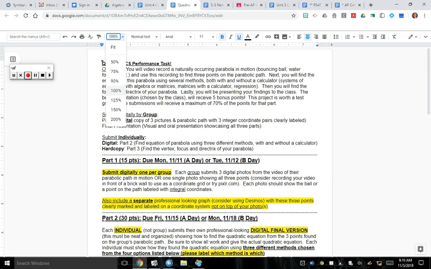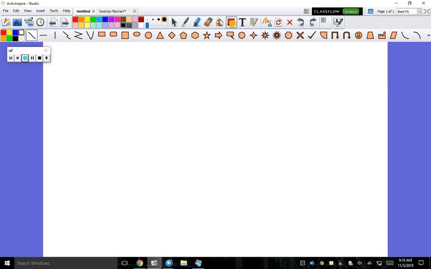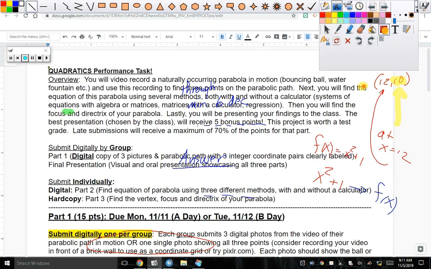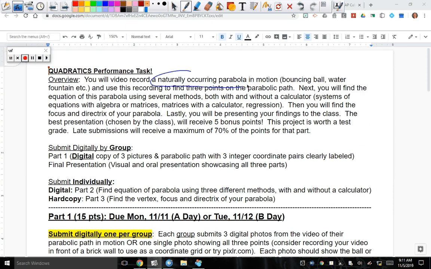For the rest of the period, you're going to record a naturally occurring parabola. This is why we brought tennis balls, soccer balls, whatever in motion. You can use a water fountain if you didn't bring anything, though it's a little weird because you don't have those bricks in the background. I'll show you something you can use in a bit. Use this recorder to find 3 points, just like we did today, on the parabolic path.